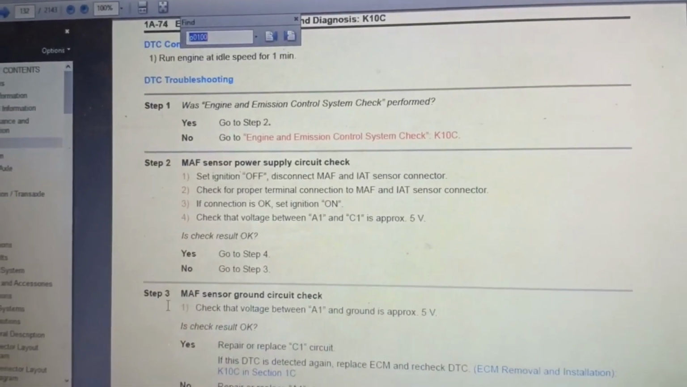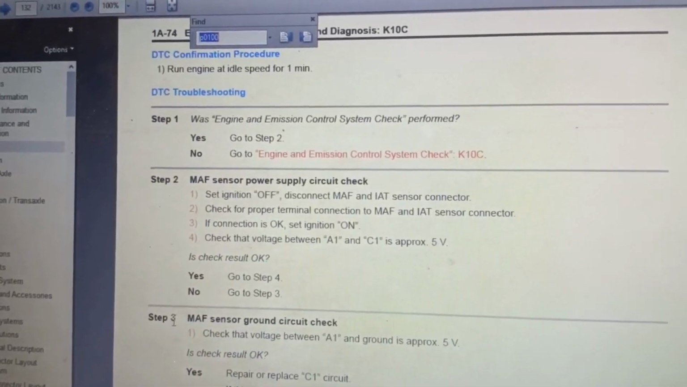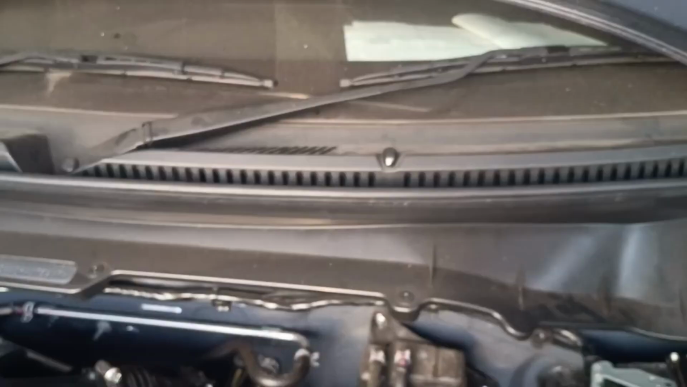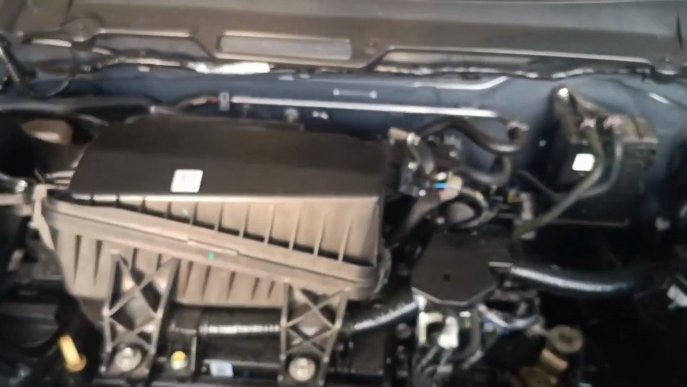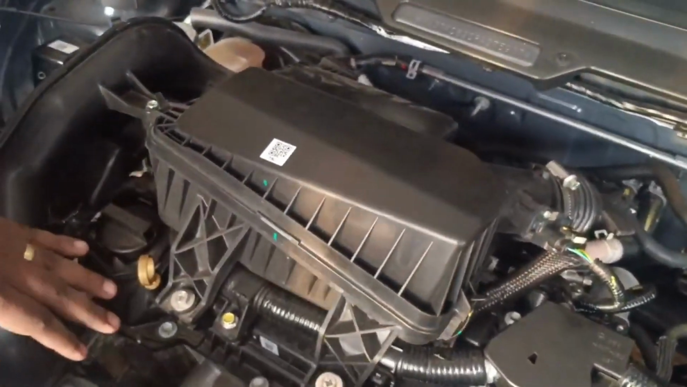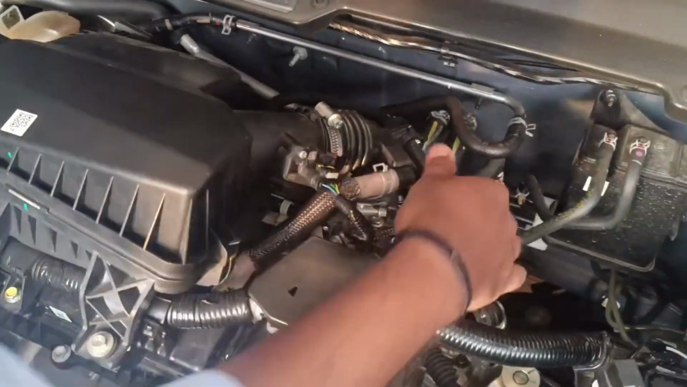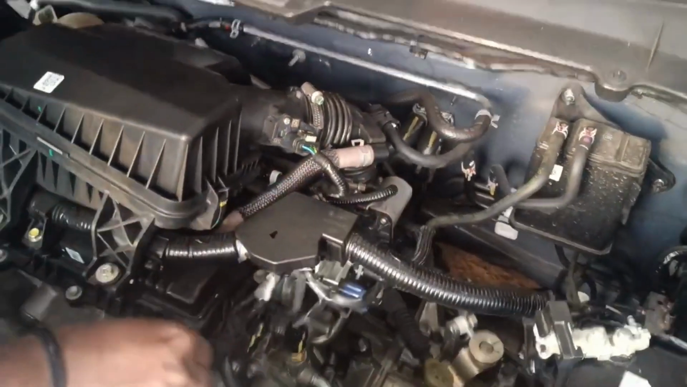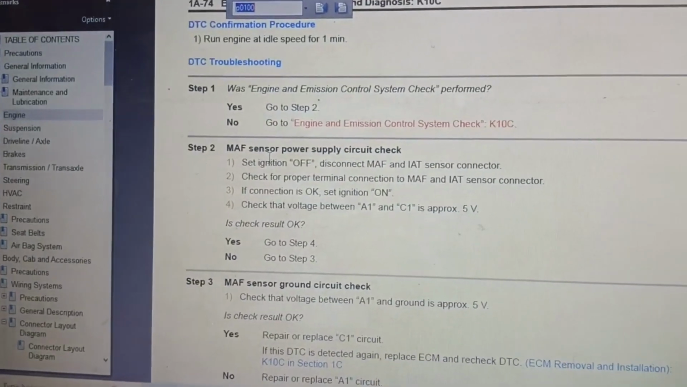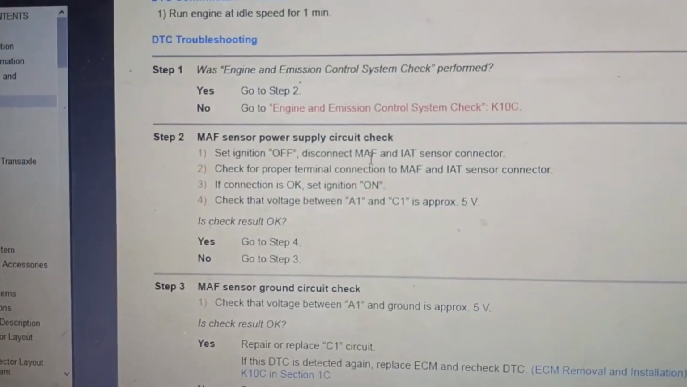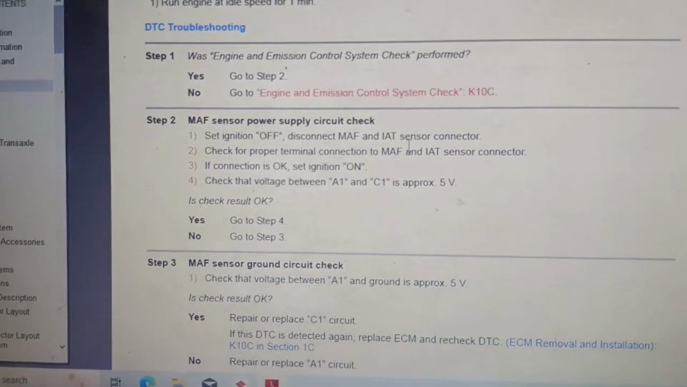Go to step number 1, engine and emission control system check. Before checking, we need to switch off the engine. Turn off, then check the engine and emission control system. Check air intake, exhaust system, and wiring harness for any abnormality. Then step number 2, MAF sensor power supply circuit check.